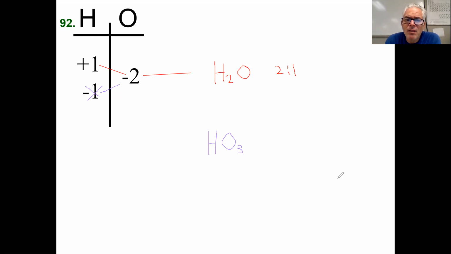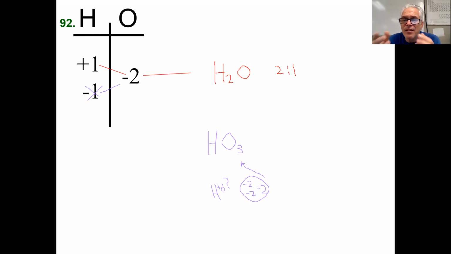Is this possible? Well, let's see. We have 3 oxygens, and each one is -2. -2, -2, and -2. That means the oxidation state of the oxygen sums up to -6. The question is, does hydrogen make a +6? Because in order for HO3 to exist, hydrogen would have to have a +6 oxidation state.